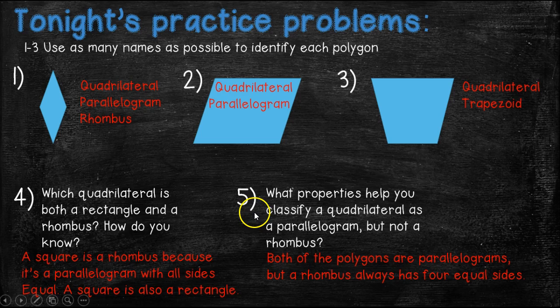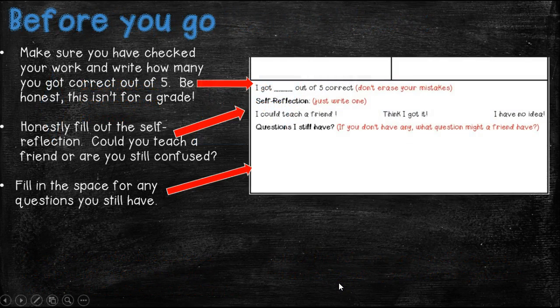And what properties help you classify a quadrilateral as a parallelogram but not as a rhombus? Well, both of the polygons are parallelograms, but a rhombus always has 4 equal sides. Now, you didn't have to have those answers word for word, but you had to have the gist of it in order to get them correct. So go ahead and write down how many you got correct out of 5.